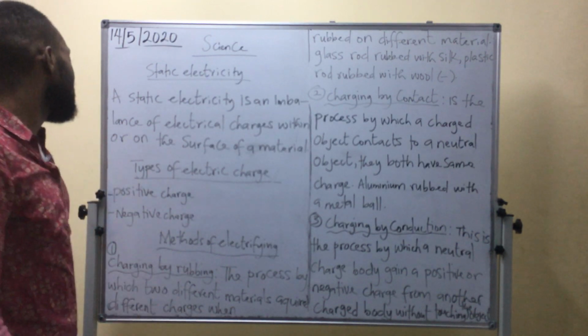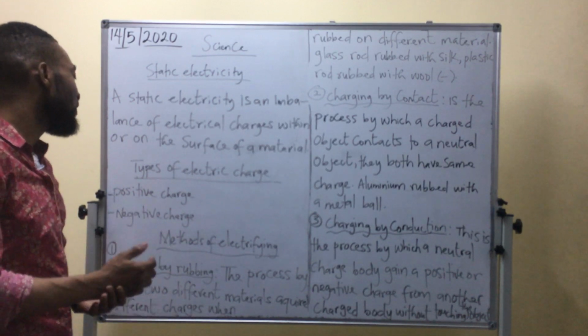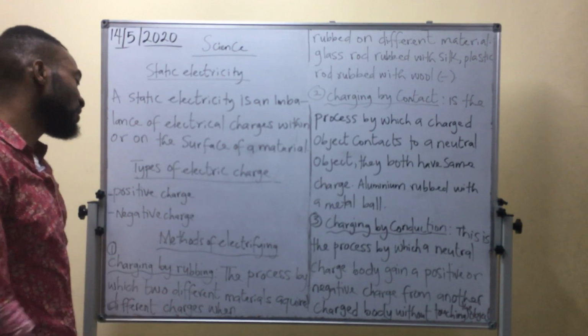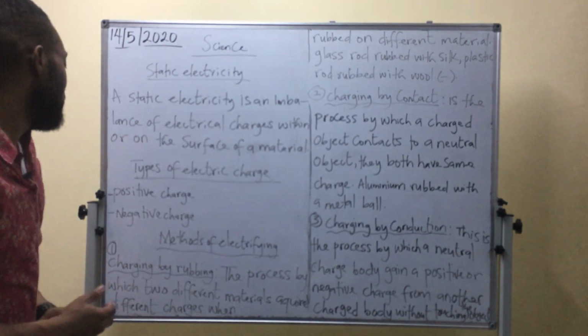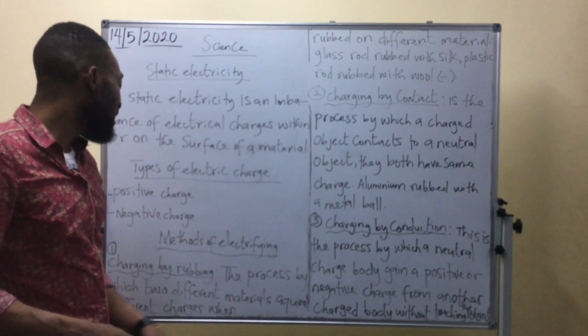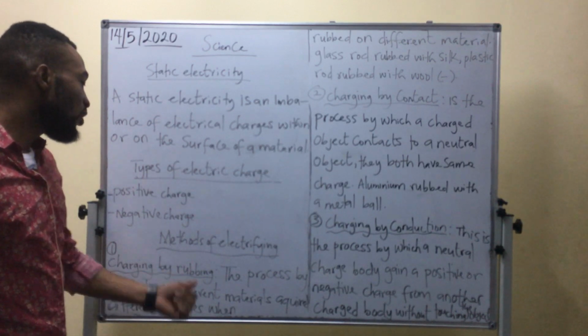So this is another one, the types of electric charge. We have two types of electric charge. We have positive charge and we have negative charge. The next one, methods of electrifying. Number one, we have charging by rubbing.